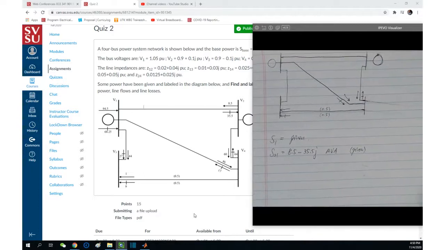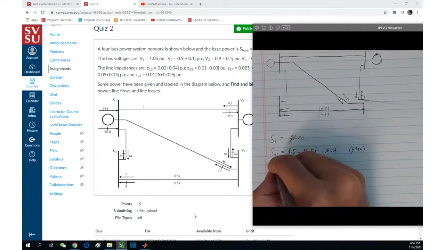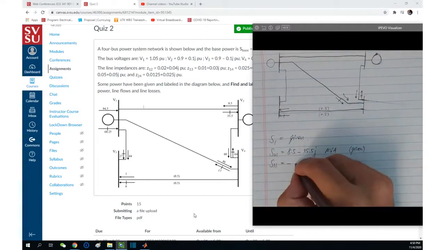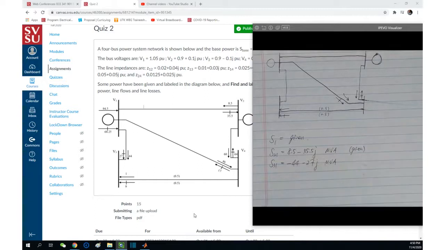Okay, what else is given? That's 3.1, right? 3.1 is given. What is it? Negative 44, negative 27J, MVA. Be very careful about which is the real power and which is the reactive power. Okay, this is very important. By the labeling here, you can tell that the line with the arrow and the bar here is the reactive power.